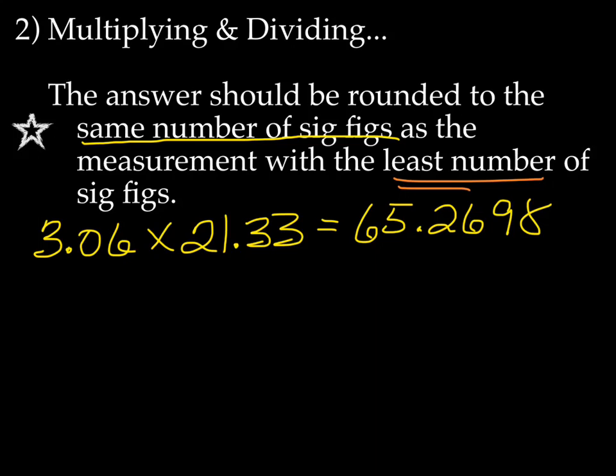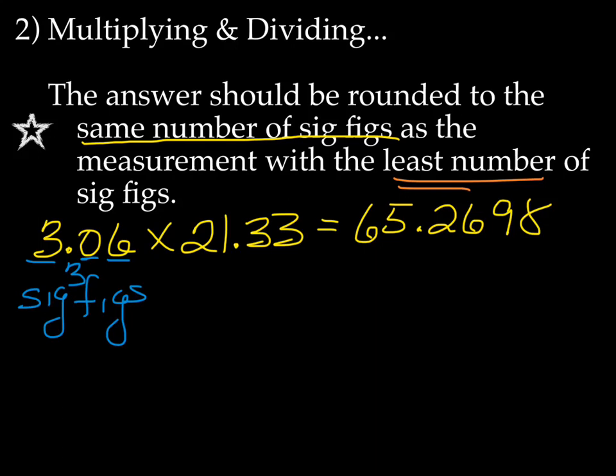The first thing we want to do is figure out how many sig figs, or how many significant digits, each of the numbers in the original problem have. So we'll start with 3.06. How many significant digits does 3.06 have? I say 3 sig figs, because the 3 and the 6 are significant because they are non-zero digits, and non-zero digits are always significant. The 0 is significant because it's between non-zero digits.